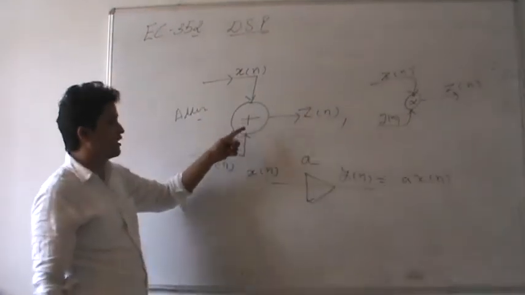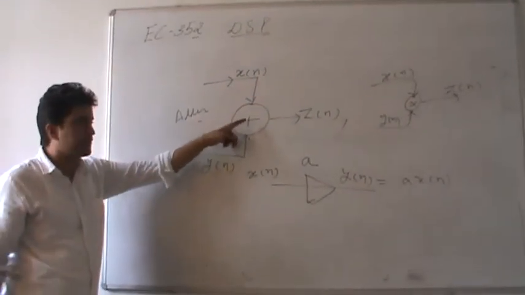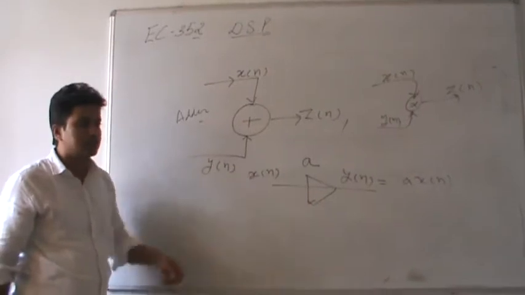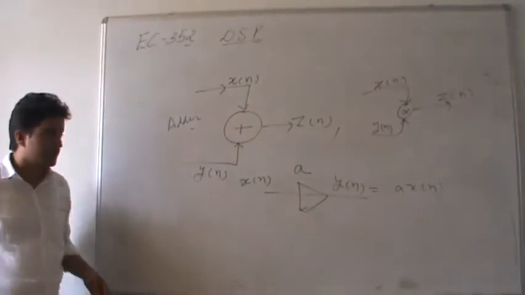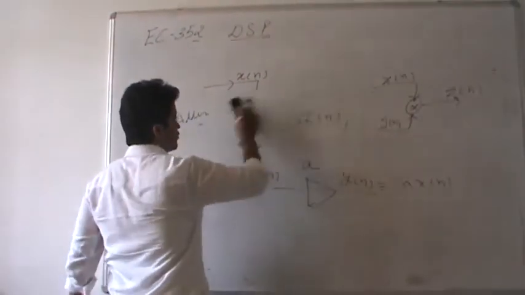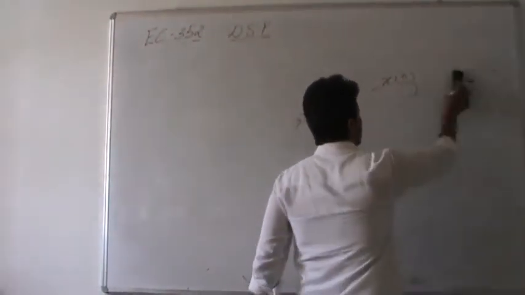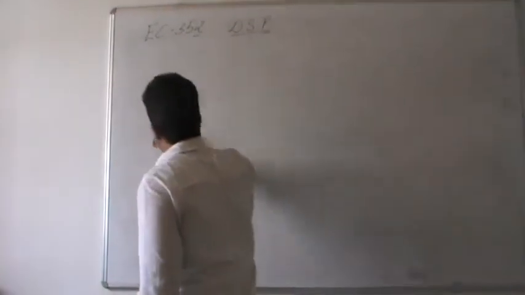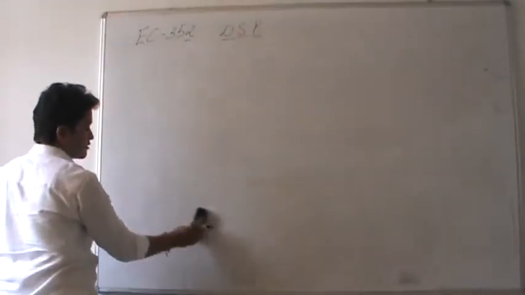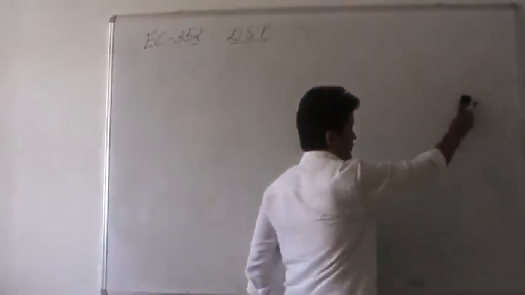So multiplication, addition, and if you write minus A, it is for subtraction, scaling, and many more. So these are the basic building blocks using which we can represent any system via block diagram. We can also represent a system via difference equation, and we can also represent a system just by a mathematical model.